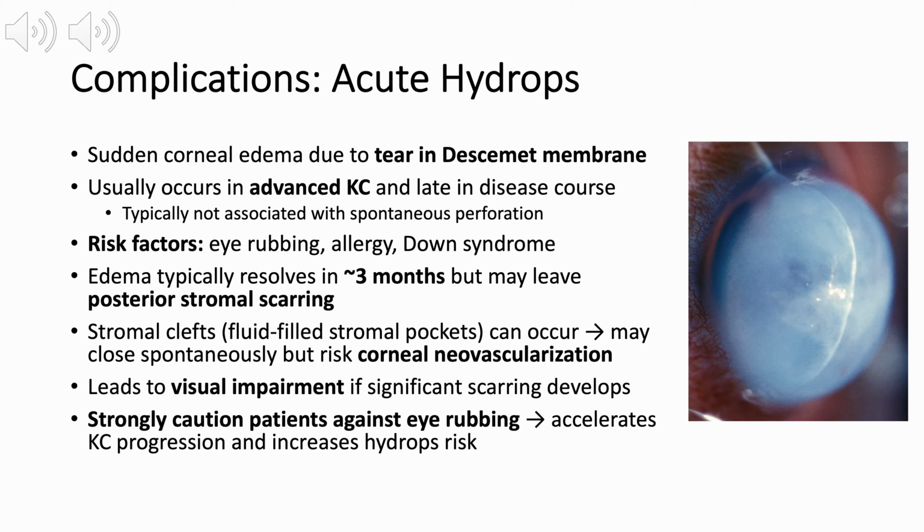Because of this, patients should be strongly counseled against eye rubbing, which not only accelerates the progression of keratoconus, but also increases the risk of developing hydrops. On the right, the clinical image demonstrates a case of acute corneal hydrops and keratoconus. The cornea appears markedly edematous with a cloudy and opaque appearance due to fluid accumulation after a Descemet membrane tear.